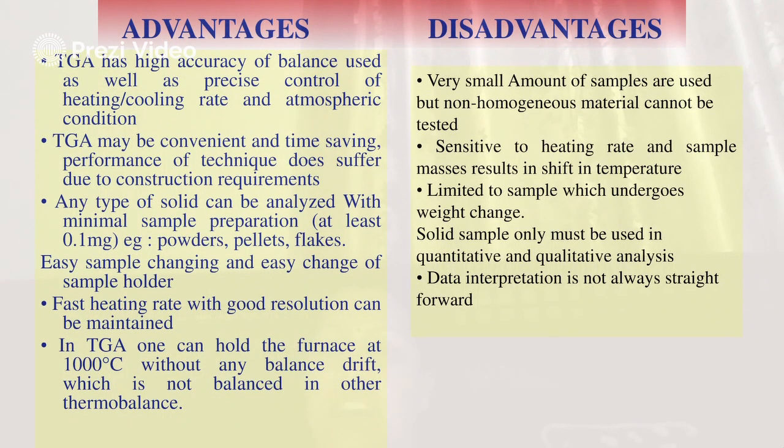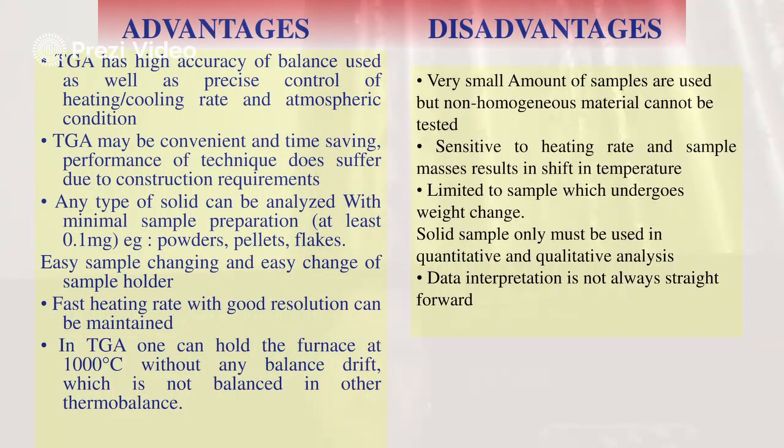Advantages and disadvantages. TGA has high accuracy of the balance used, as well as precise control of heating, cooling rate and atmospheric conditions. Second, TGA may be convenient and time saving. Performance of the technique does suffer due to construction requirements. Any type of solid can be analyzed. Fast heating rate with good resolution can be maintained. In TGA, one can hold the furnace at 1000 degrees Celsius without any balance drift, which is not possible in other thermobalances. There are also some disadvantages of TGA.